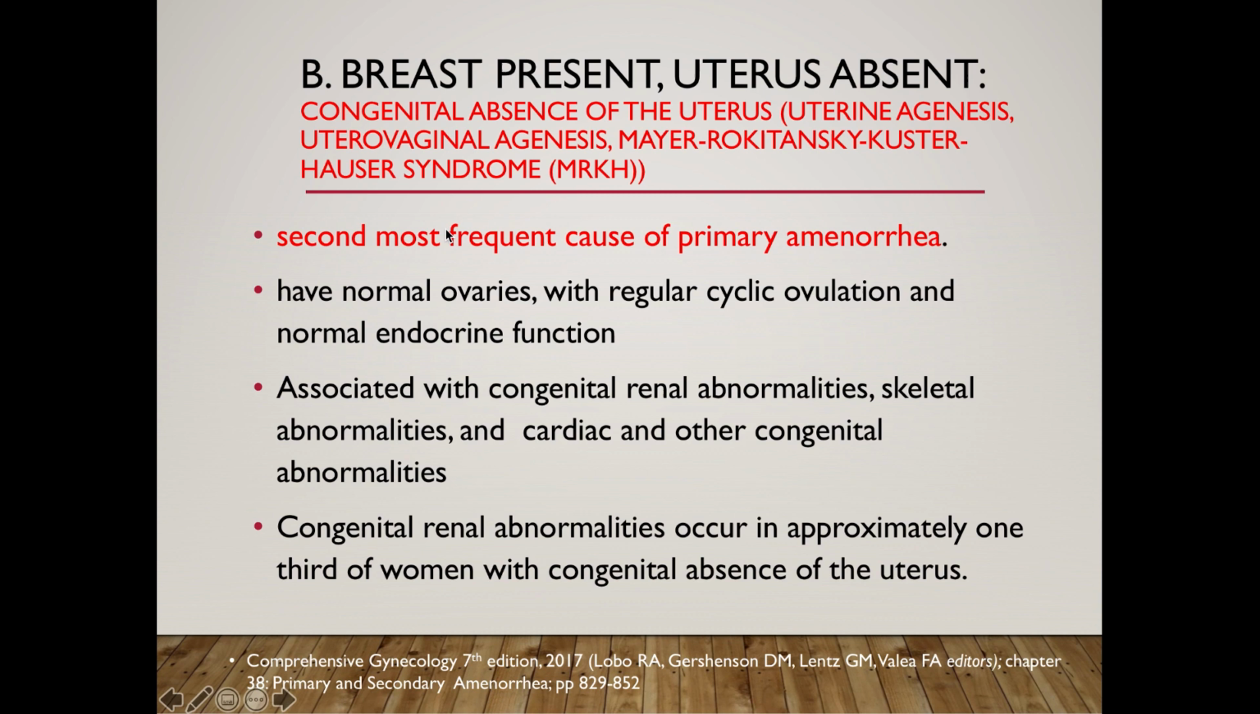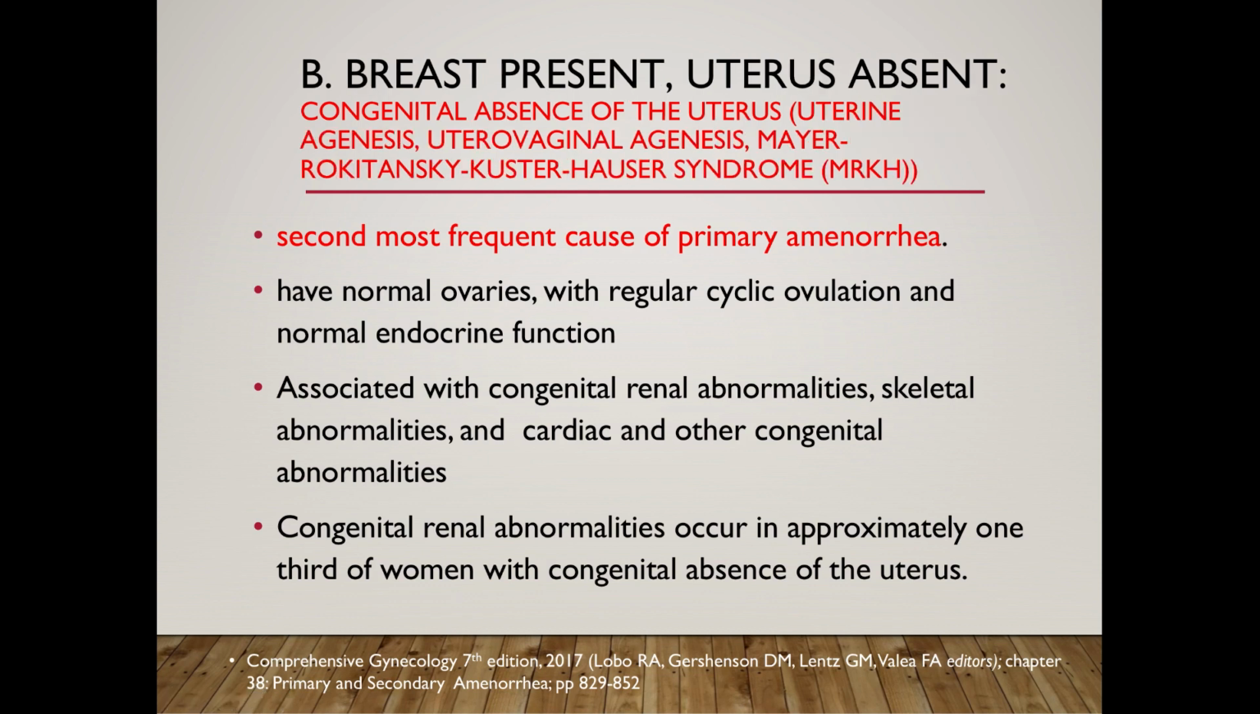Now, the second gynecological condition under this classification is the congenital absence of the uterus, also called uterine agenesis, uterovaginal agenesis, or Mayer-Rokitansky-Kuster-Hauser syndrome. This is the second most frequent cause of primary amenorrhea, and these patients have normal ovaries with regular cyclic ovulation and normal endocrine function. And patients with MRKH have associated congenital renal abnormalities, skeletal abnormalities, and cardiac and other congenital abnormalities.